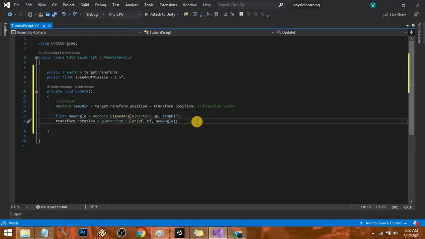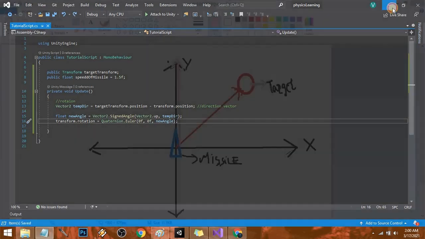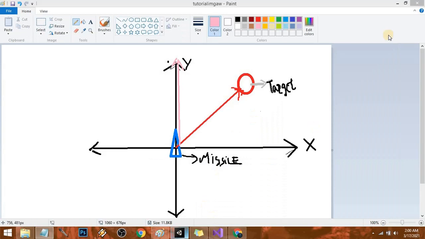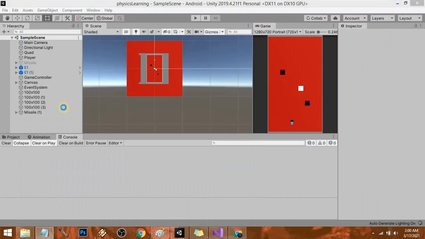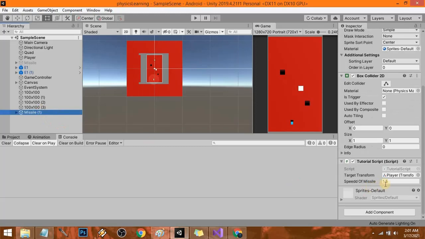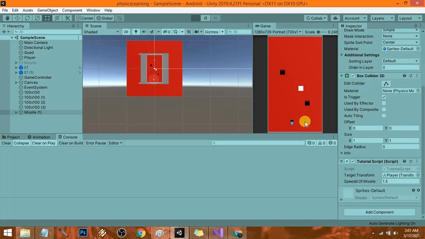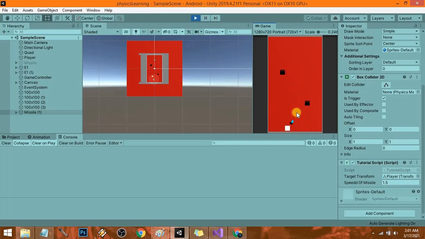Now I will show you how it looks in the game view. Just let it compile. My laptop is like 7 years old, but still it's working, so it's pretty good. I love my laptop. Okay, the script is compiled. I will just give in the transform, and as you can see, the missile is looking towards the target.